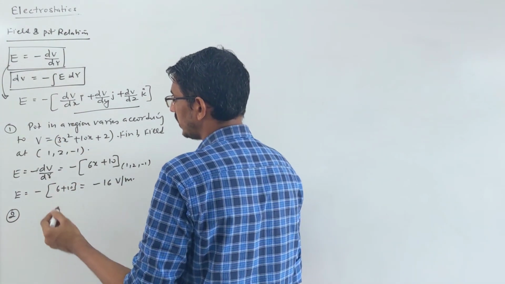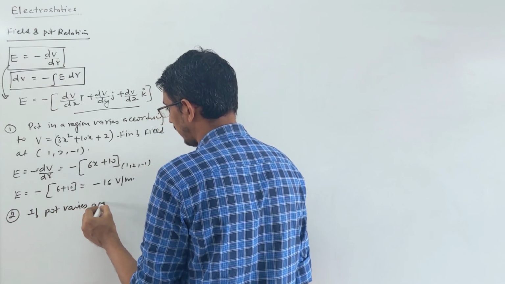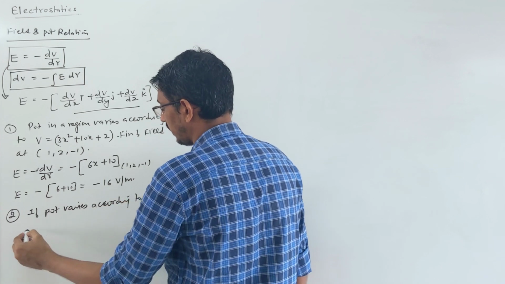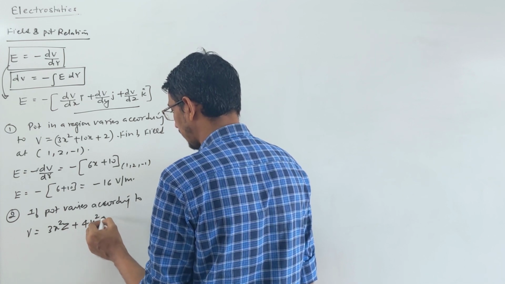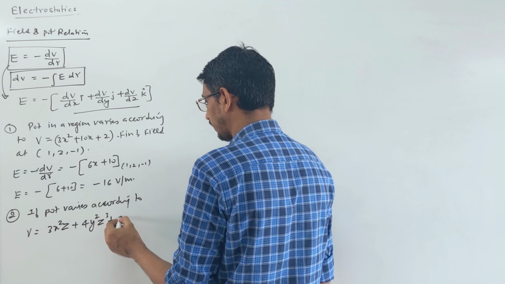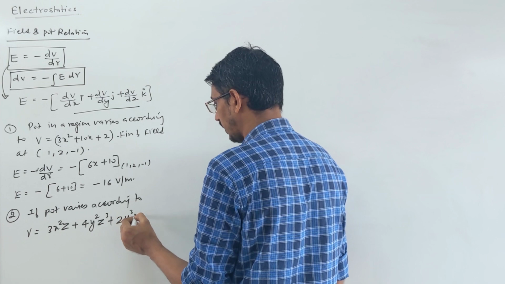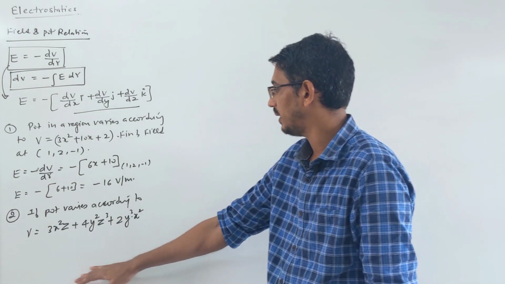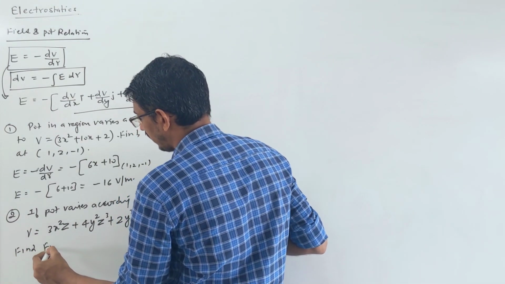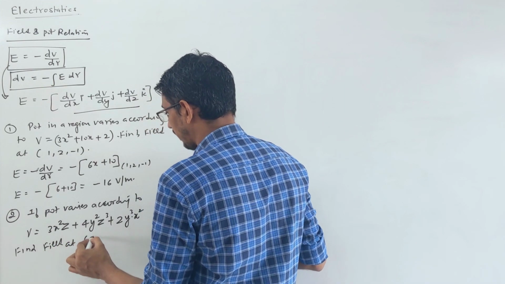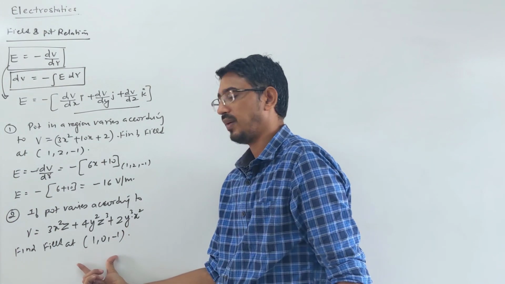You write again. Suppose the potential varies according to some equation given to you. Let's write V is equal to 3x square z plus 4y square z cube plus, let's say, 2y cube into x square, something. Anything like that is given as the potential, and they are saying find the field at some coordinate given, like 1, 0, minus 1. We have to find the net field at this coordinate.